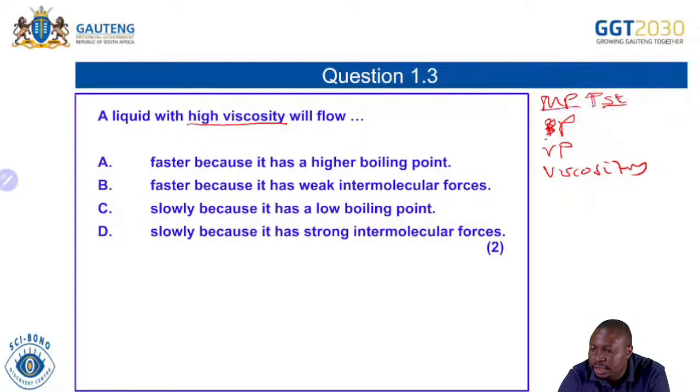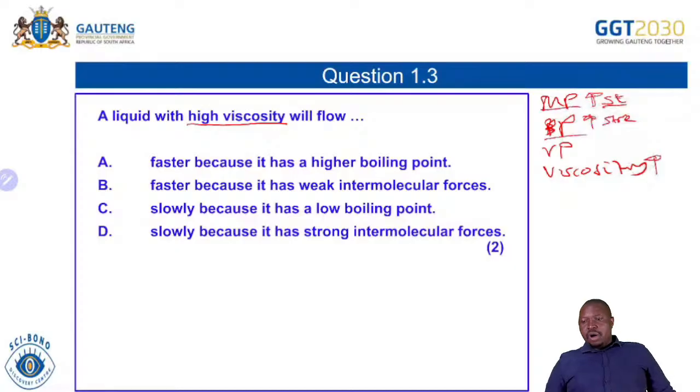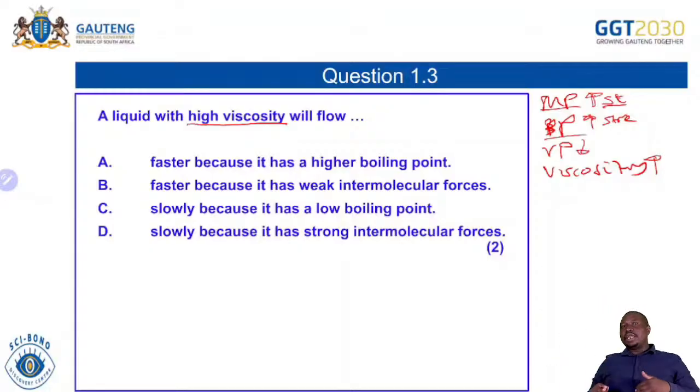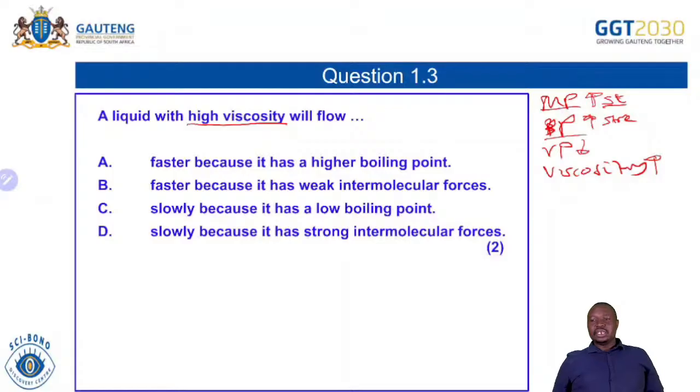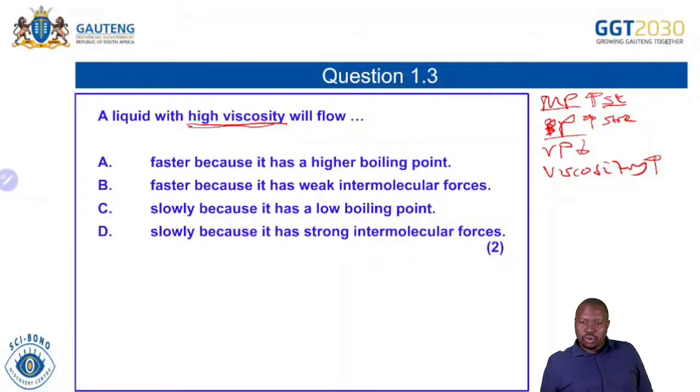Your melting point, your boiling point, increase with the increase in the strength of intermolecular force. Viscosity does the same. It increases as the strength of intermolecular force increases. However, vapor pressure decreases as the strength of the intermolecular force increases. So that is the only one which decreases when the strength increases. So if you say high viscosity, you are saying it has a high strength of intermolecular force, which will mean that now, will it flow fast or slow? Let's look at it.